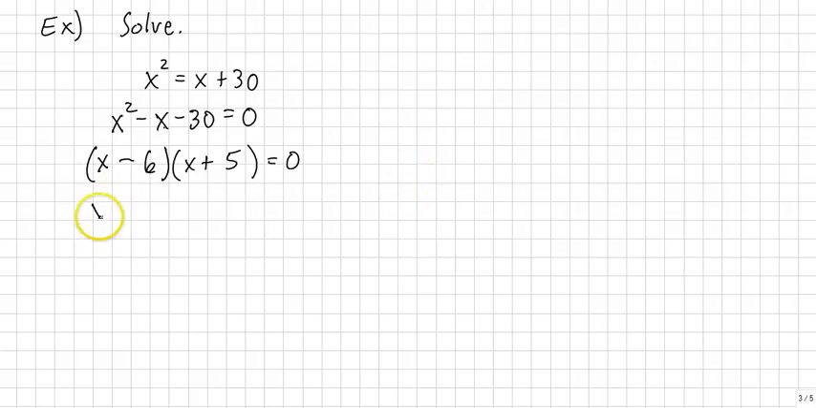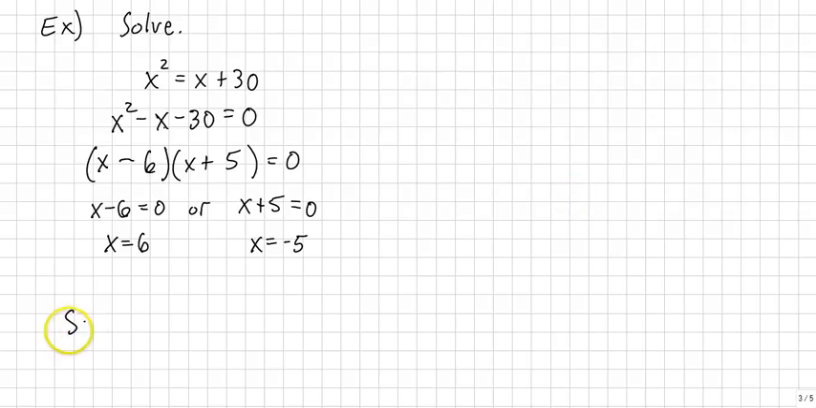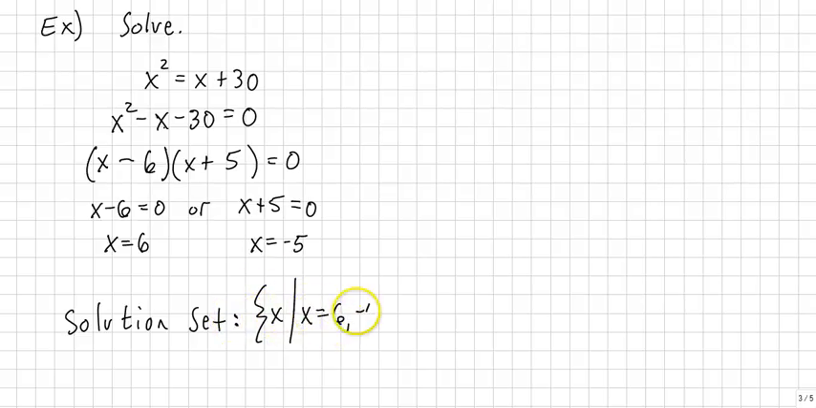and x minus 6 has to be 0, or x plus 5 has to be 0. One or the other has got to end up being 0. So if we add 6 to both sides, we get 6. If we subtract 5 from both sides, we get negative 5. So our solution set will be the set of all x such that x is equal to 6 or negative 5, one or the other.